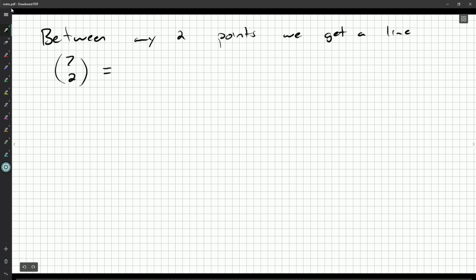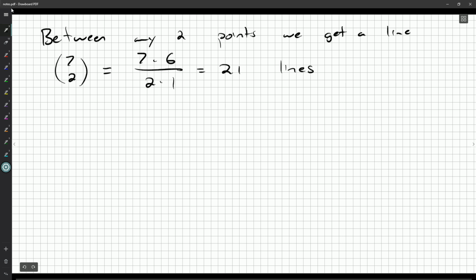So, for example, between any 2 points, we get a line. So if I choose 2 out of my 7 points, I get a line. So using some choose notation, if you're familiar with that, or 7 times 6 over 2 times 1, you'll see that there are 21 lines. So there's 21 pairings of these teams.